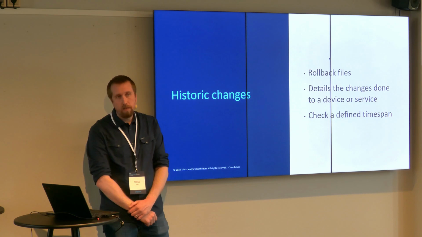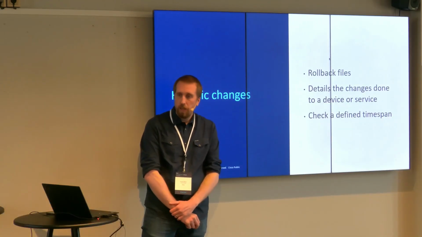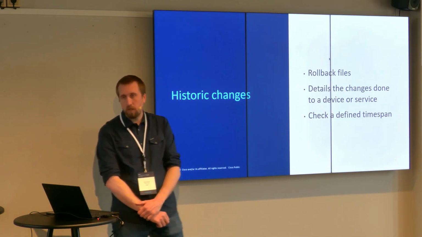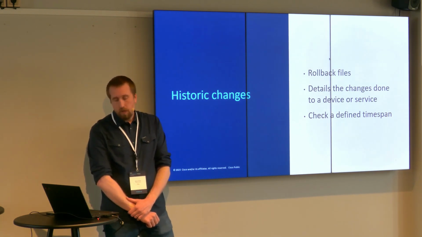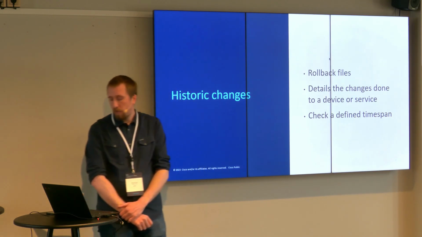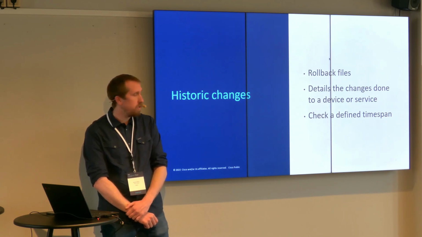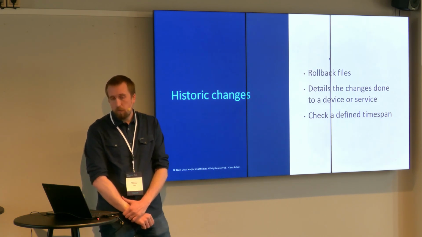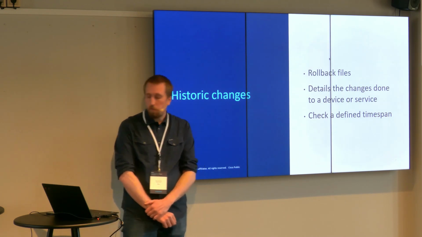It will detail the changes that have been done to either a service or a device, and it will list who has done the changes and at what time, and all the other information that you get with rollback files. And for this one, you will define a time span and when you run your report, it will check the historical changes and the rollback files in this time span. So this won't say that the device or a service is compliant or not, it will just give you some information in your final report.